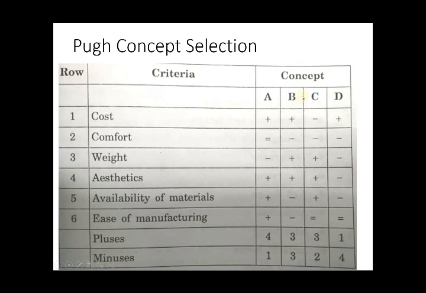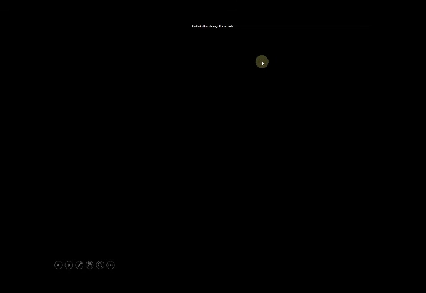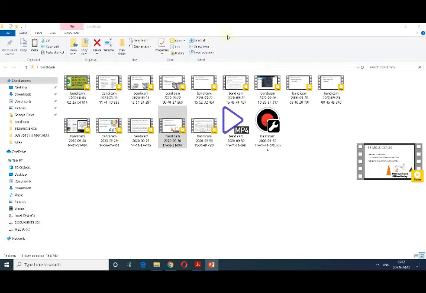This is yet another similar example where the criteria mentioned for the product are cost, comfort, weight, aesthetics, availability, etc. Again the same thing, calculating the plus and minus signs, and each time we keep a different concept as the standard or the datum concept, and finally we calculate the scores. So the concept with the highest score from all the rounds will be the best concept. So with that we come to the end of this lecture.